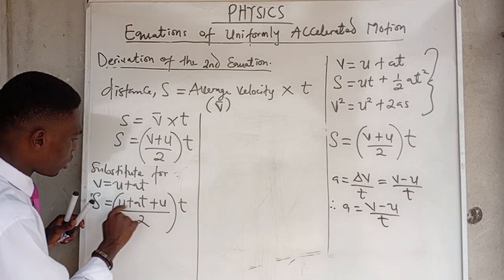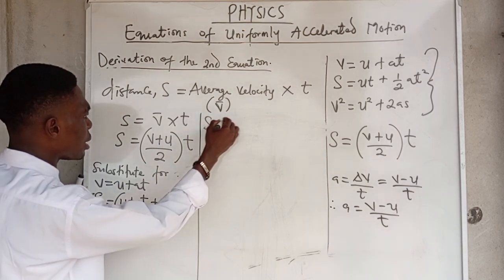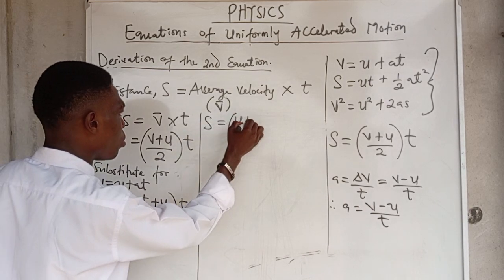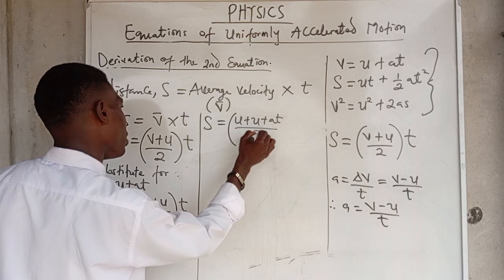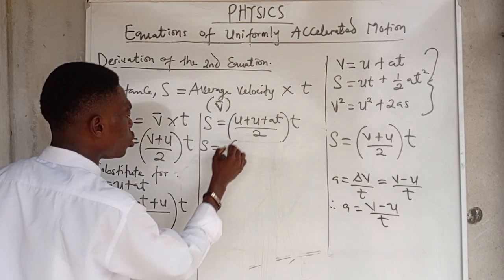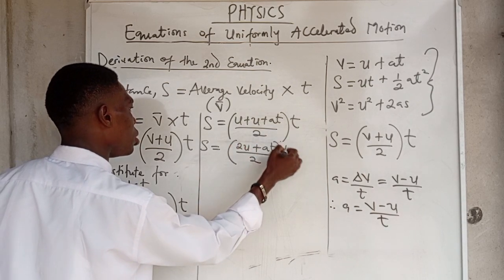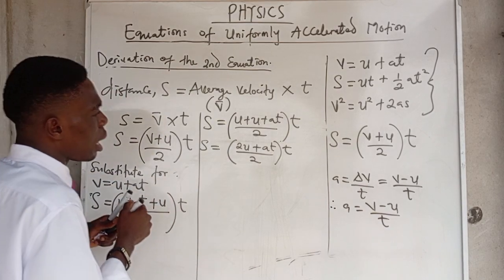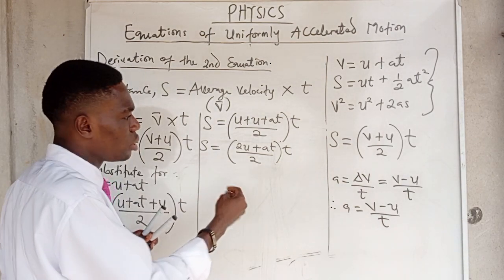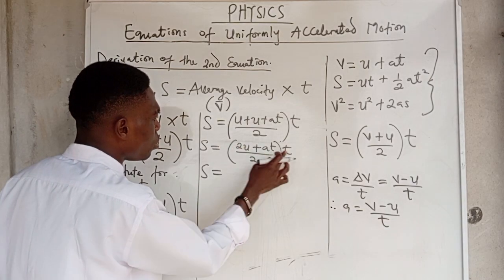The next thing is to rearrange this numerator, because something can actually go here. So I'm going to write S is equal to, inside this bracket, U plus U plus AT over 2, into T. So S is equal to 2U plus AT, all over 2, into T. Are we following now? The next thing to do is to remove this bracket by expansion, and we can do that by using what is outside the bracket to multiply everything inside. So we have S is equal to, this will be T times 2U.